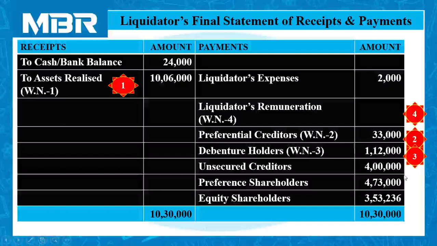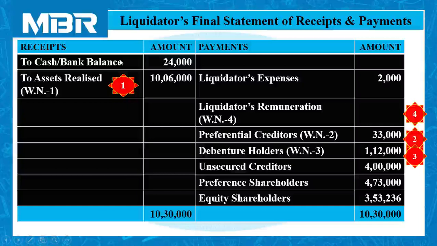First of all, we have to prepare the liquidator's final statement of receipts and payments. The format of the liquidator's final statement of receipts and payments remains the same in all the questions, right from the first question of the chapter to the last question of the chapter. Receipt, amount, payment and amount. Let us start our calculation with the receipt side.